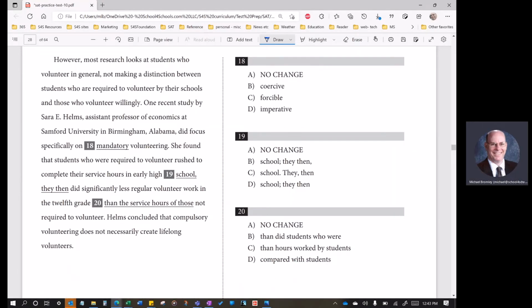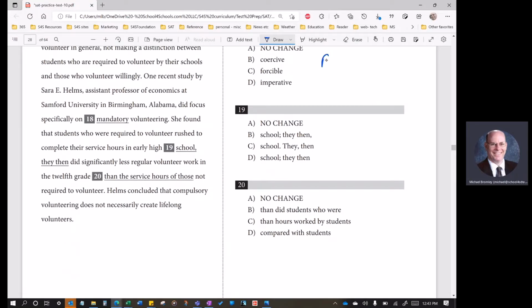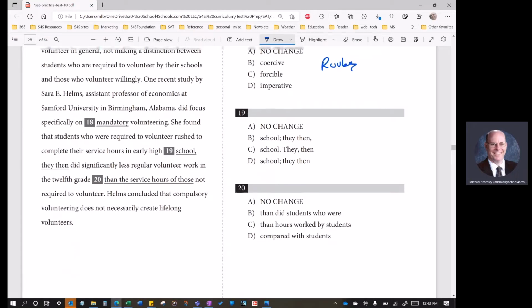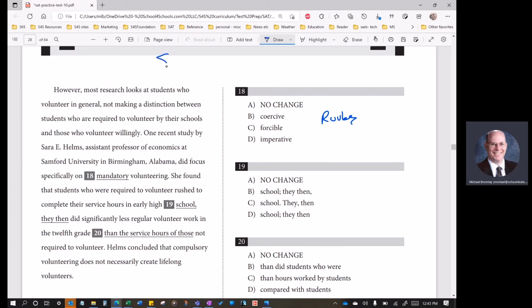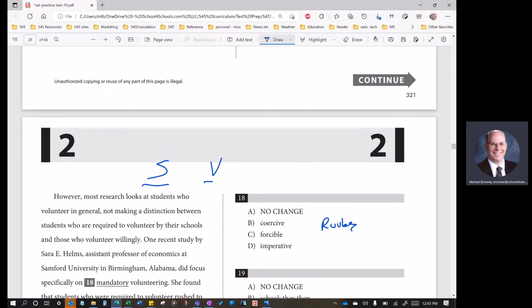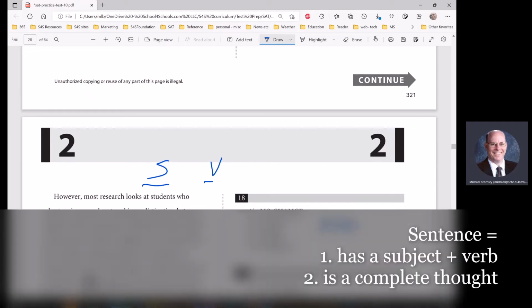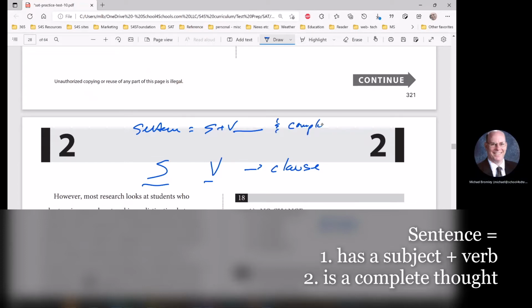So here we have punctuation. Okay, so we have to think in terms of the rules. Now before we get into the rules regarding this one, I want my students to always find the subjects and verbs in a sentence. Subject and verb are what create a clause. They also create a sentence. Every sentence has a subject and a verb. A sentence equals a subject and a verb, what we call a predicate, and is a complete thought.